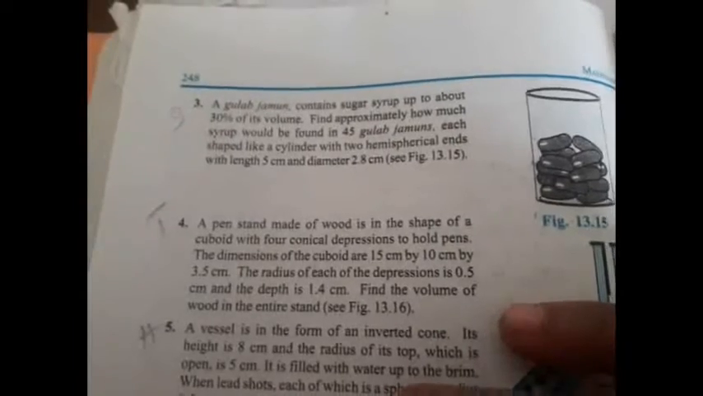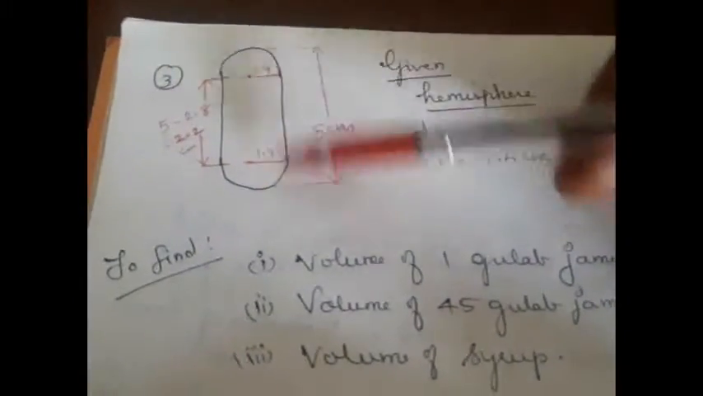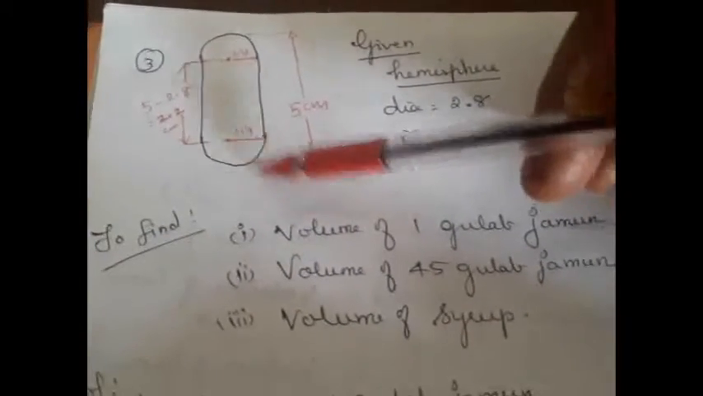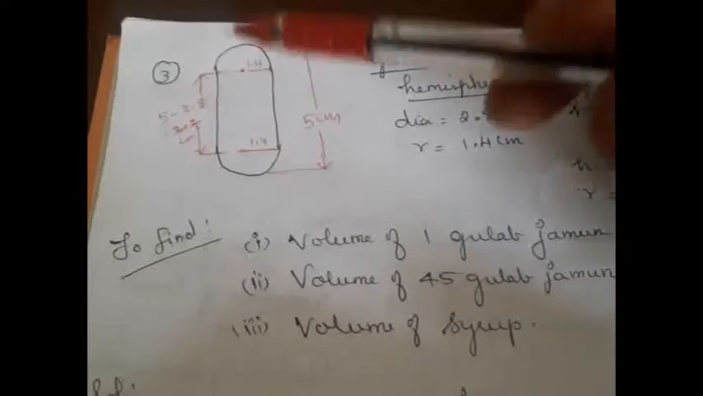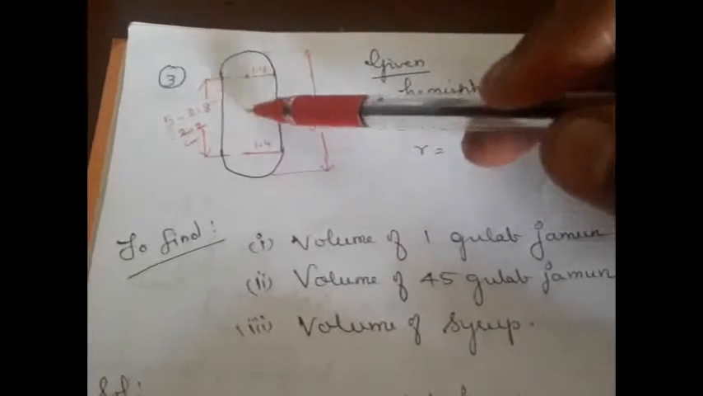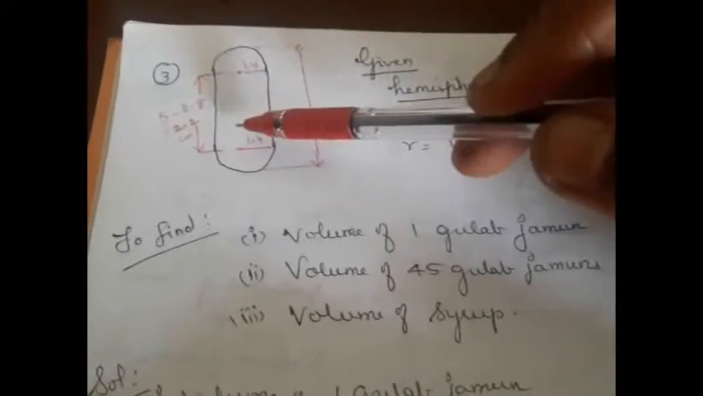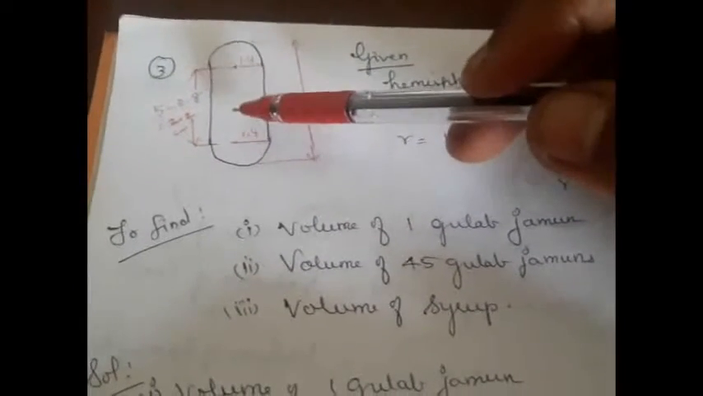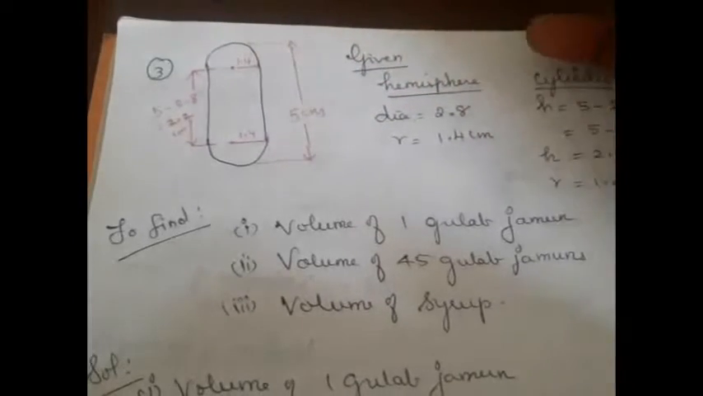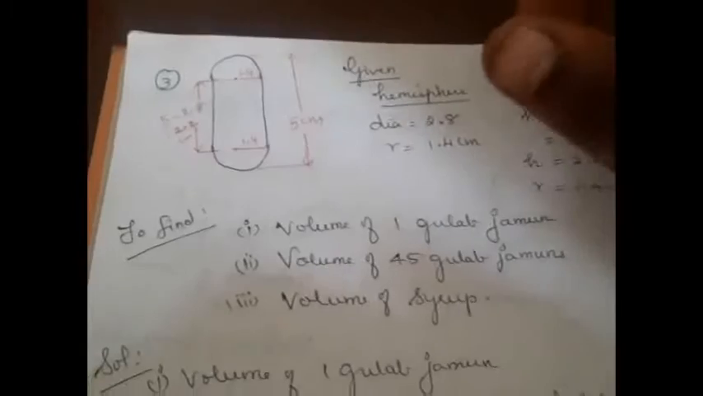So what is given? A gulab jamun is not in a sphere shape, it is in a cylindrical shape with two hemispherical ends, right? Its dimensions are all given, and it is given that each gulab jamun has 30% of its volume as sugar syrup, right? So they asked you to find how much sugar syrup 45 gulab jamuns will contain.